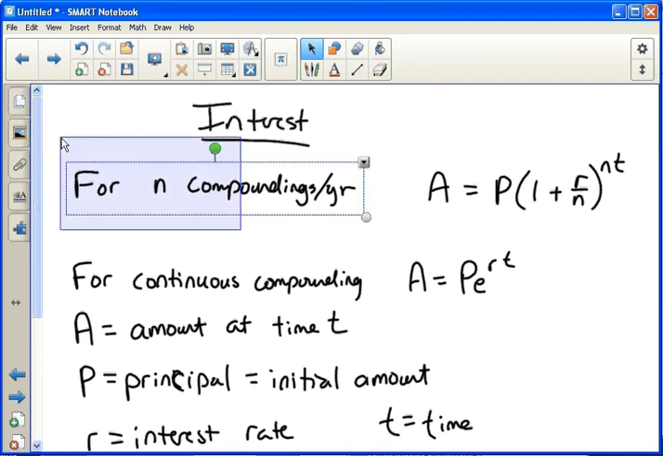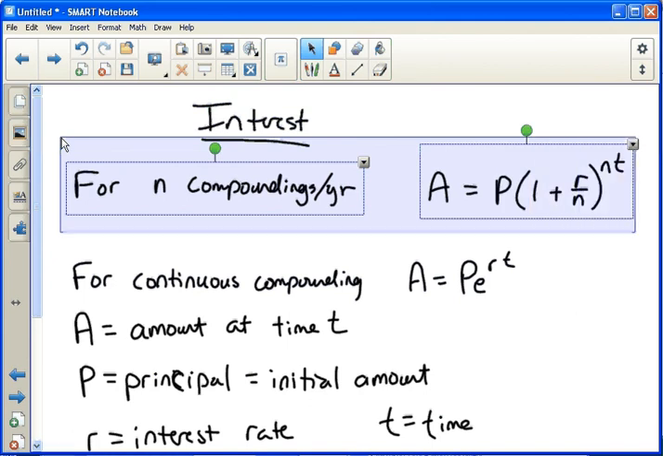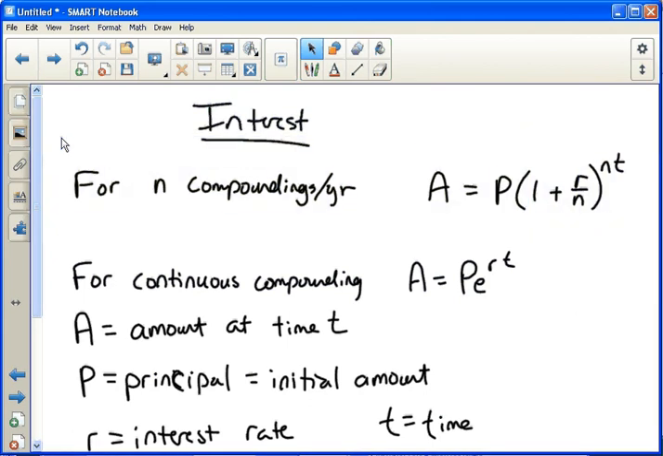First, if you compound a certain number of times a year, you get this equation: A equals P times 1 plus r over n, raised to the nt. This is when you compound annually, so they only give you interest once a year, or if you compound monthly, they give you interest 12 times a year.